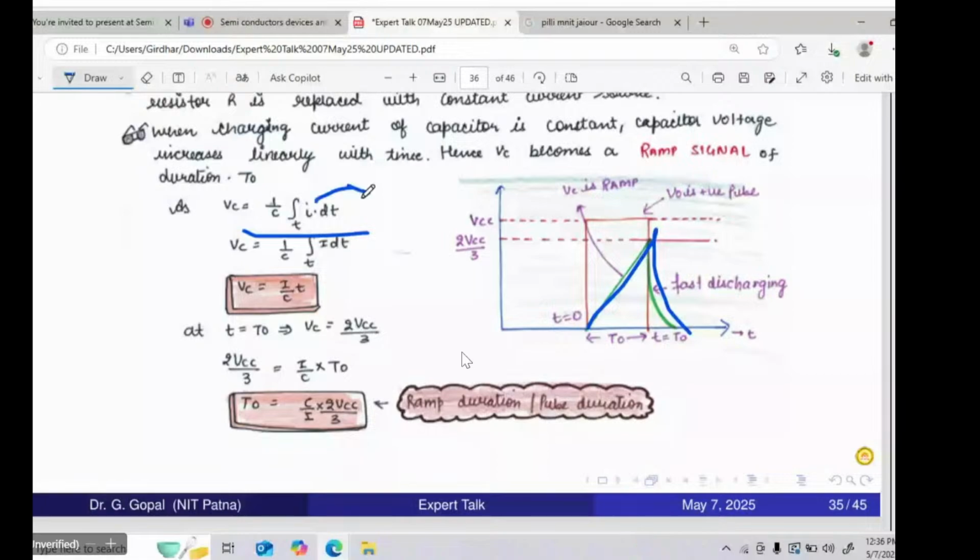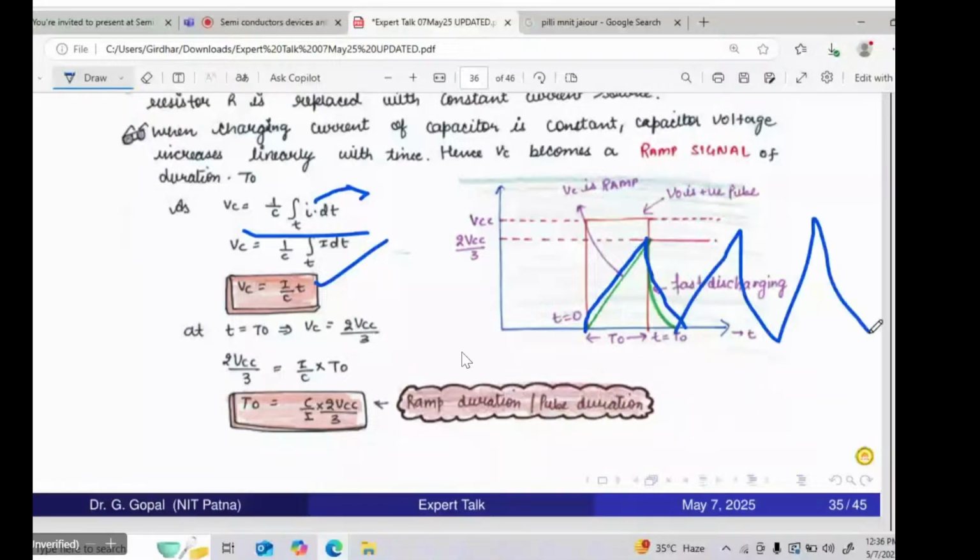Constant current source. So what is the voltage across the capacitor? Vc is 1 upon C integral of Ic dt. So it is a perfect ramp signal. So capacitor charging provides a perfect ramp signal, and then there is discharging. Discharging is again the same perfect ramp signal. So in this way you can generate a ramp generator also. So in this way the 555 timer works as a ramp generator also.